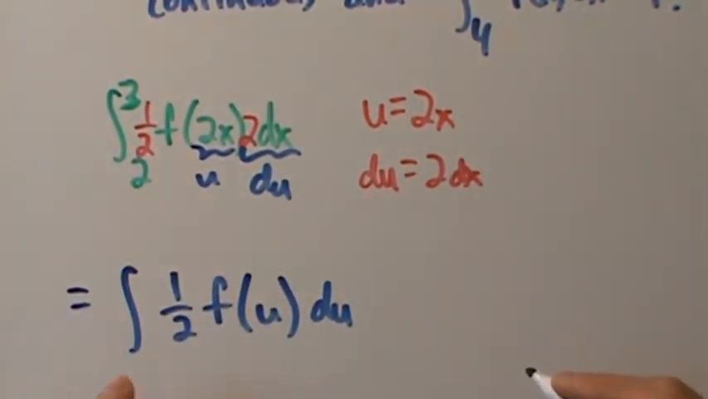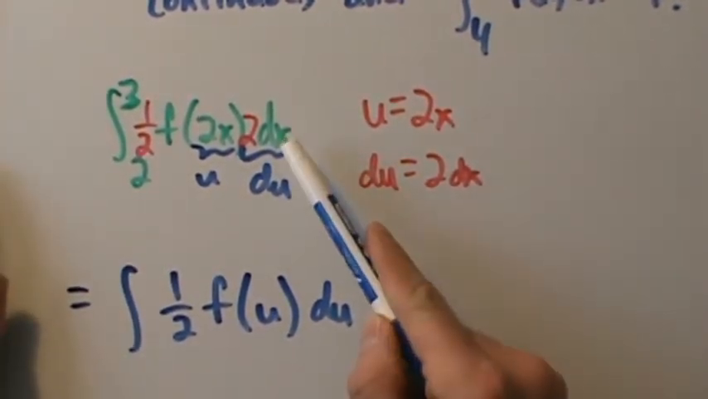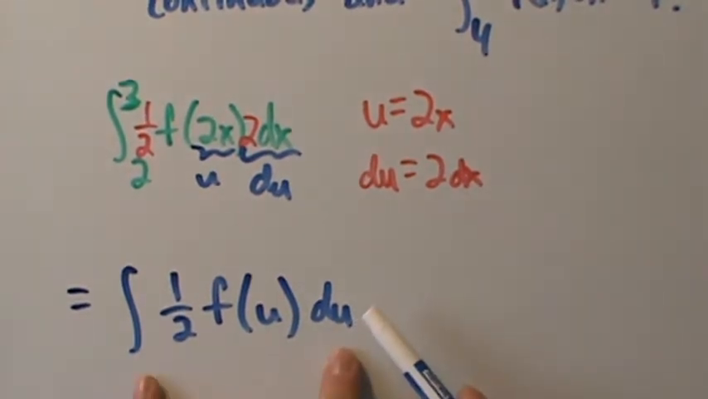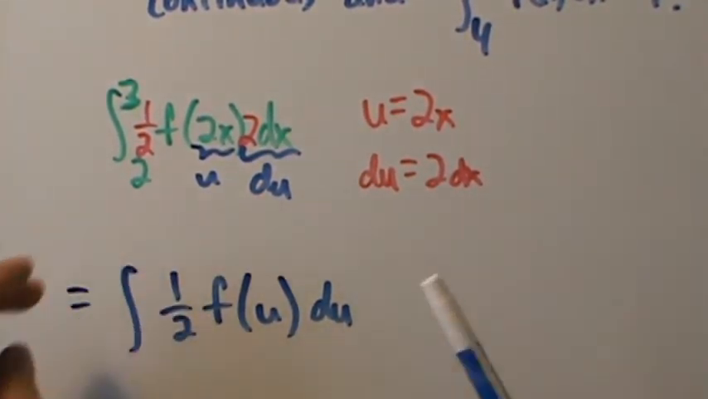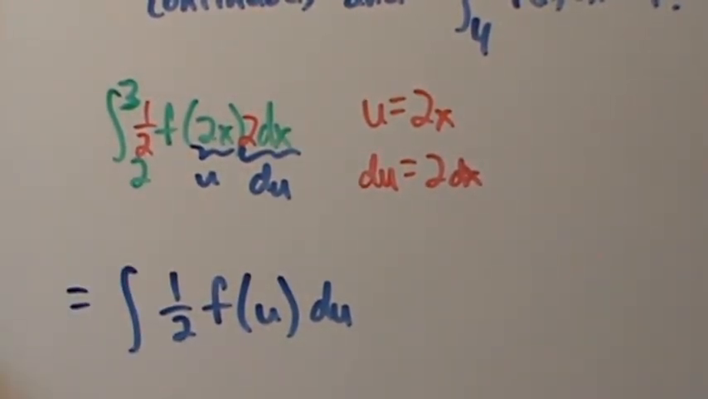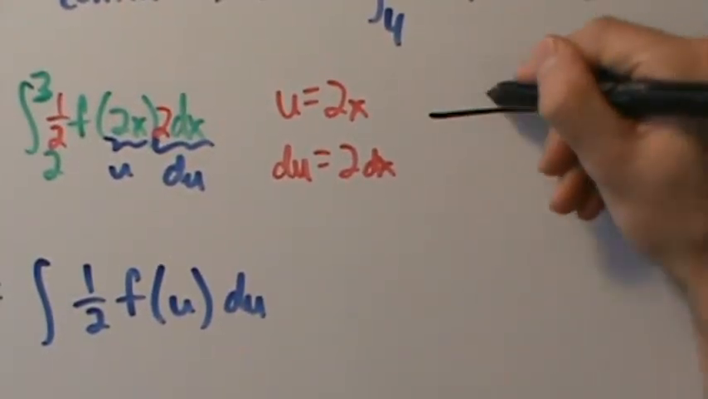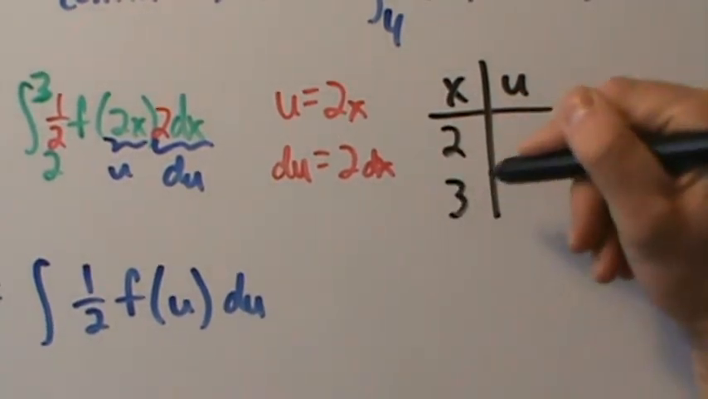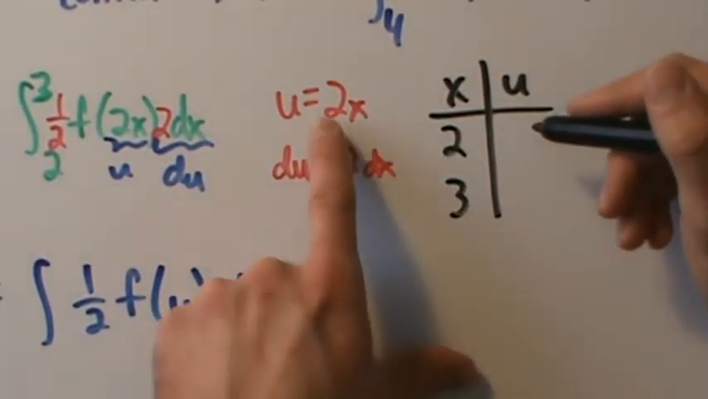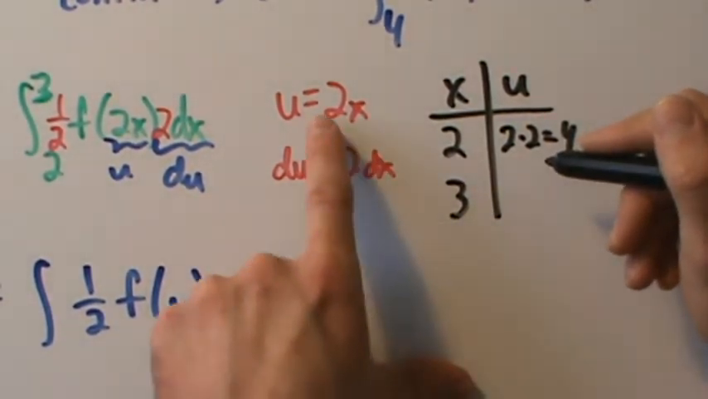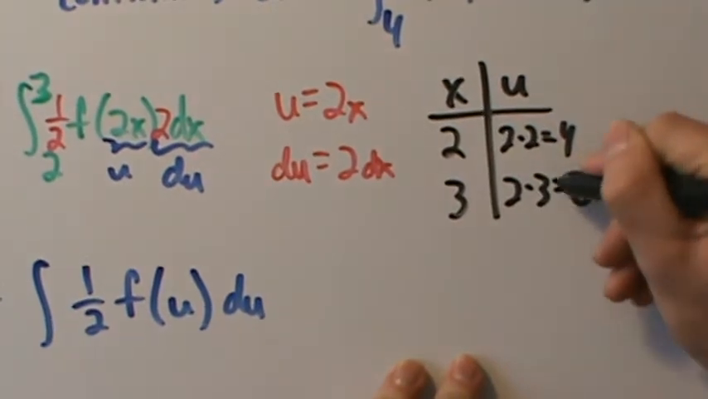Now what about the limits? Be careful, don't say 2 and 3, that would be wrong. Why? Because 2 and 3 are limits for x. X goes from 2 to 3. Now when we have du, that's integration with respect to u. So u has to go from something to something else that might not necessarily be 2 and 3. So we set up our little chart, x and u. X goes from 2 to 3. When x is 2, u is 2 times 2, which is 4. When x is 3, u is 2 times 3, which is 6.